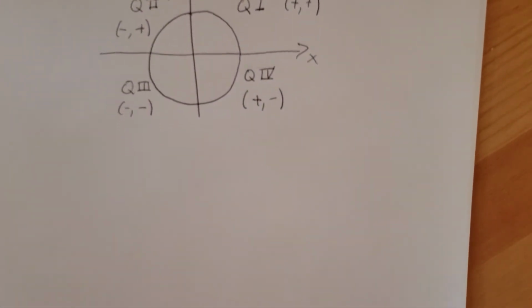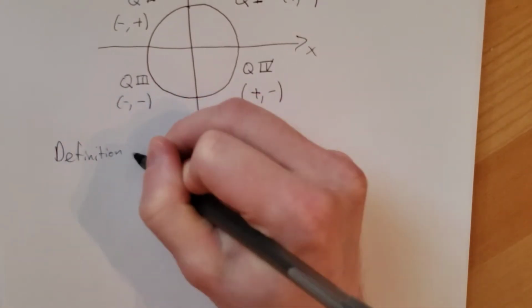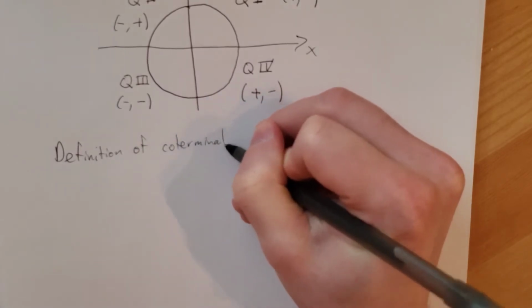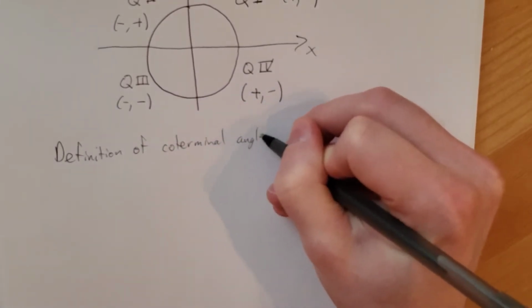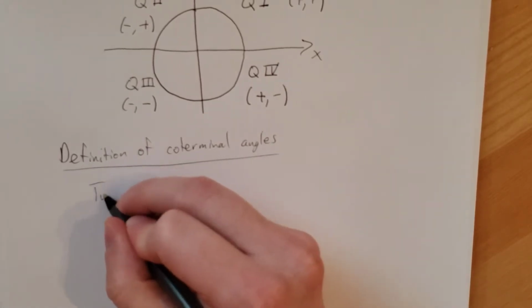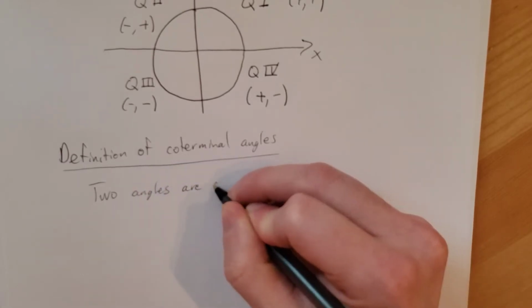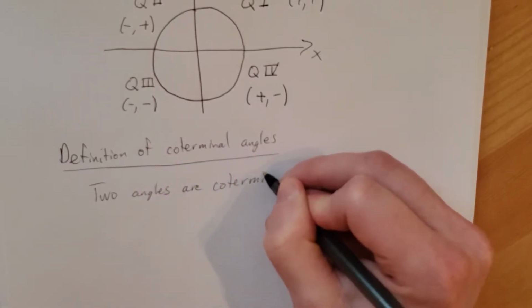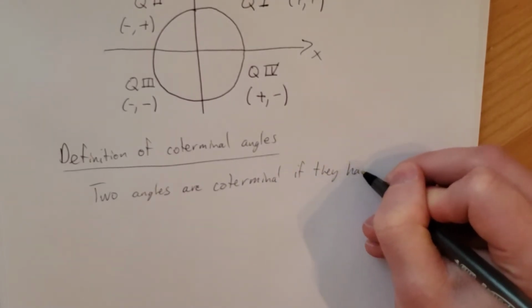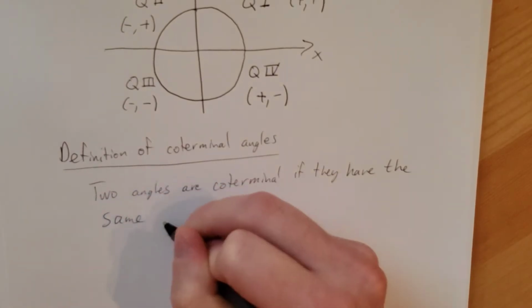I'd like to write down a definition now. Definition of coterminal angles. Two angles are coterminal if they have the same terminal side.